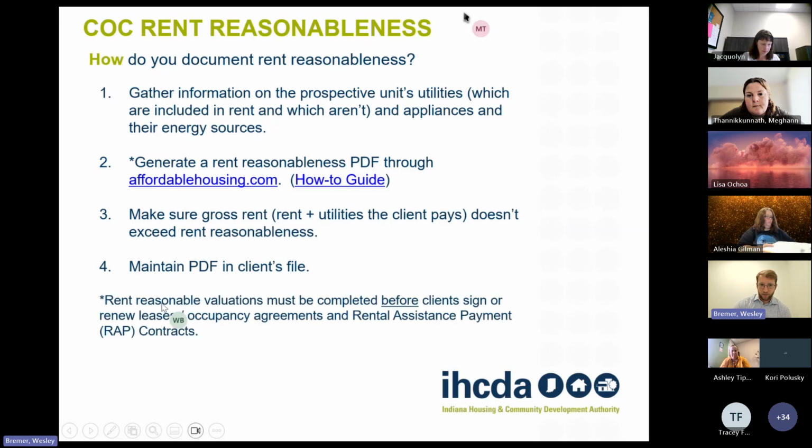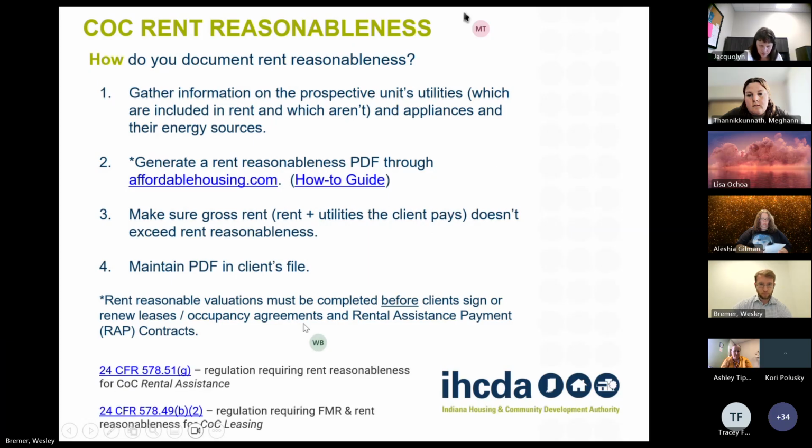And then this starred bullet point is again reiterating that you must run the rent reasonable valuation before any lease signing or any wrap signing. Failure to do that could result in a monitoring finding from HUD and or IHCVA. And here are the regulations. No need to dwell on those.